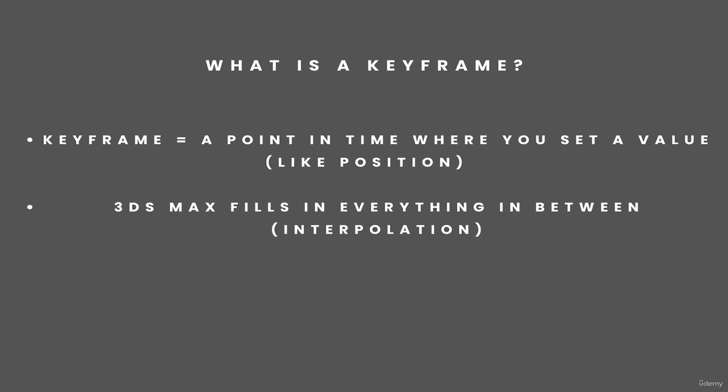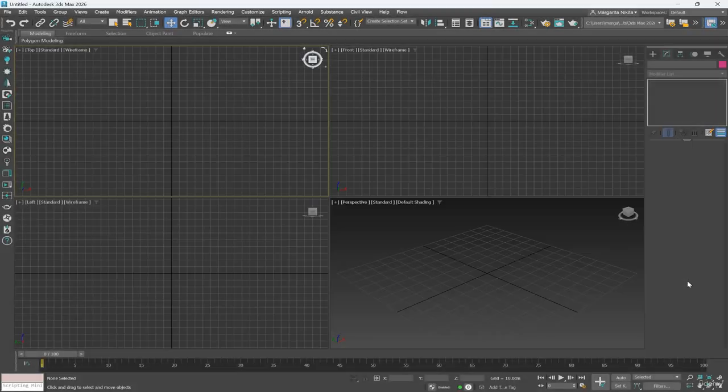What is a keyframe? A keyframe is basically a snapshot in time that saves the values of an object's properties like the position, rotation or scale. Think of it like taking a photo of how you want your object to look at that exact moment on the timeline. 3ds Max then calculates everything in between. That's called interpolation, so your motion looks nice and smooth.